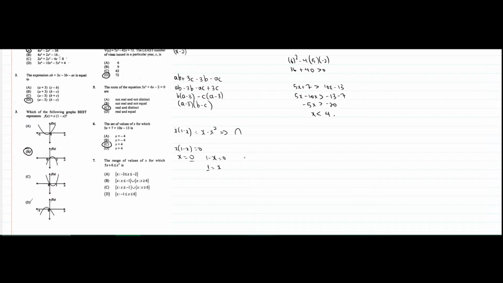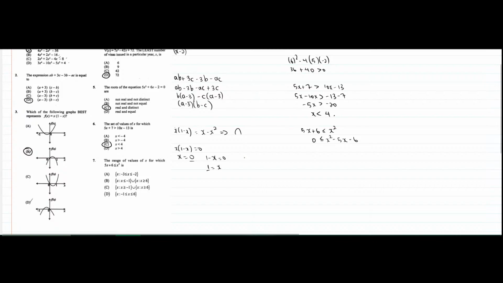The range of values of x for which 5x plus 6 is less than or equal to x squared is, right? So we can rearrange this. I'm moving everything to the right hand side, so I've got 0 is less than or equal to x squared take away 5x take away 6. Now if 0 is less than all of this, then all of this will be greater than 0.